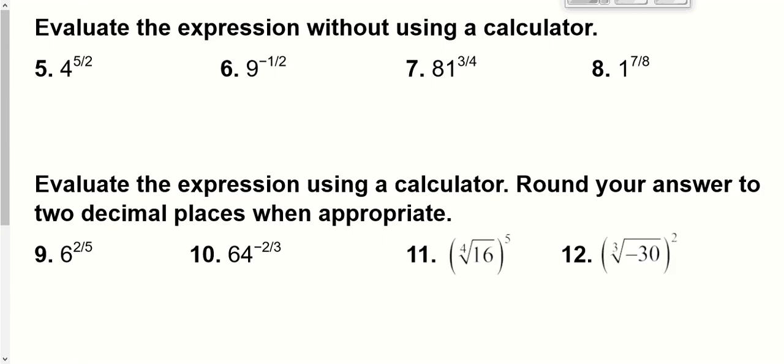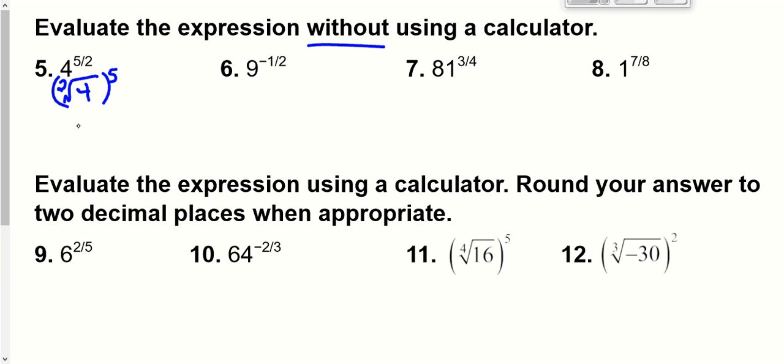All right. We'll look at a couple more without a calculator. So let's look at this first one, number 5, 4 to the 5/2. And it specifically says without using a calculator. So we're just rearranging. Remember, the bottom of the fraction goes out front. So we have the square root of 4. Put that in parentheses. And that's to the 5th power because the 5th is on top of the fraction.